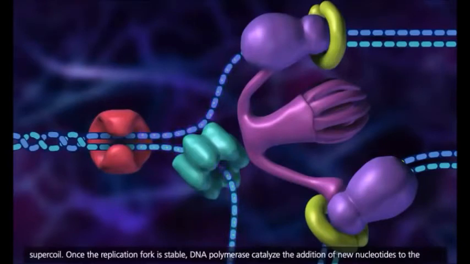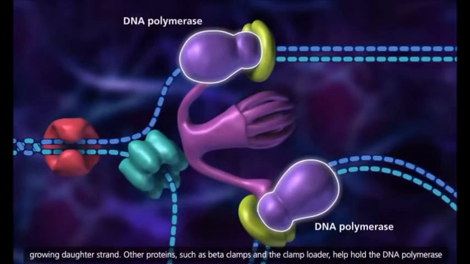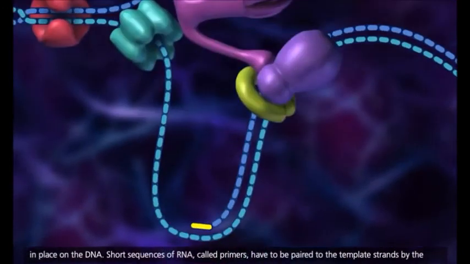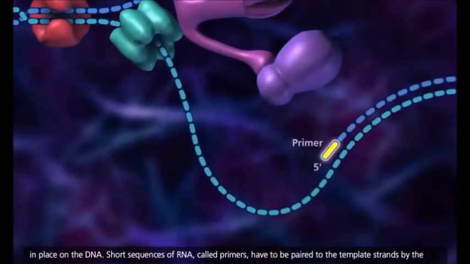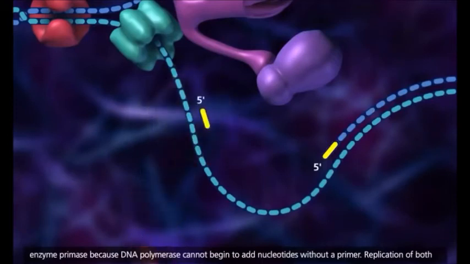Once the replication fork is stable, DNA polymerase catalyzes the addition of new nucleotides to the growing daughter strand. Short sequences of RNA, called primers, have to be paired to the template strands by the enzyme primase because DNA polymerase cannot begin to add nucleotides without a primer.